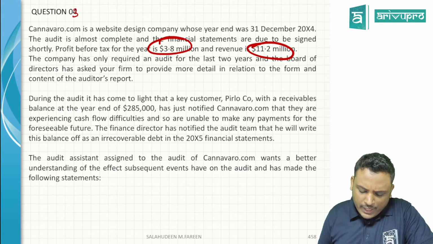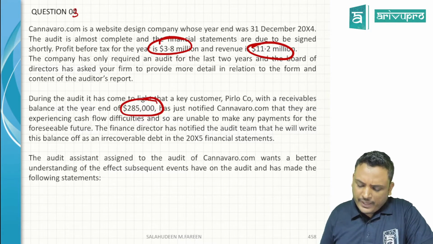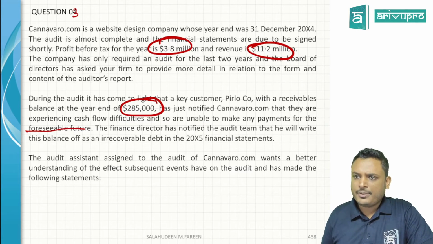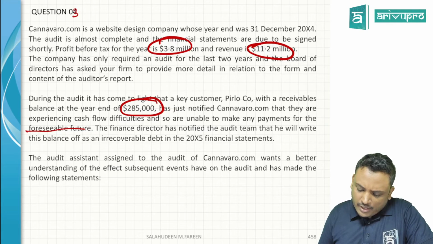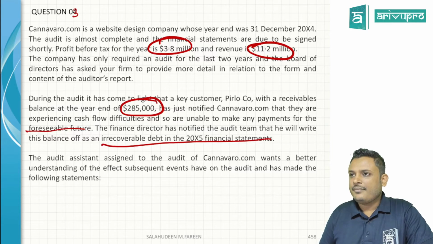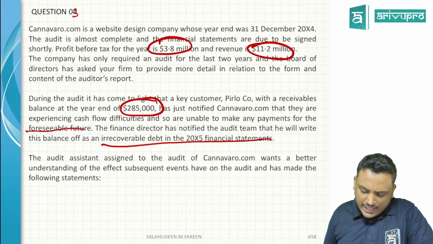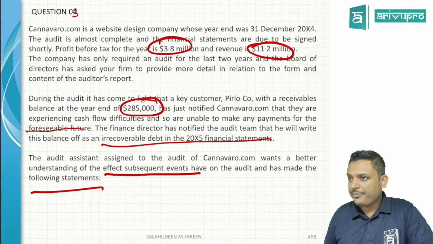During the audit, it has come to light that the key customer of P, with the receivable balance year end 285,000, notified C that they are experiencing cash flow difficulties, so unable to make payments for the foreseeable future. So that customer is bankrupt. The finance director has notified the audit team that he will write off this balance as an irrecoverable debt in the next year. It's an adjusting event. You should adjust to the current year. And he is telling we will write off next year. You can't. The audit assistant assigned the audit of C wants a better understanding of the effect of subsequent events on the audit. He has made the following statements.